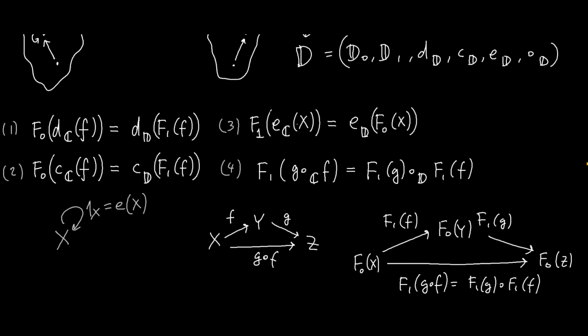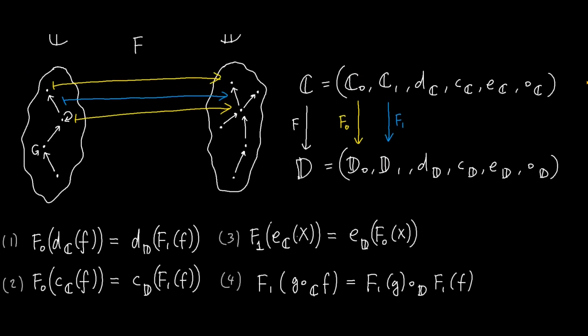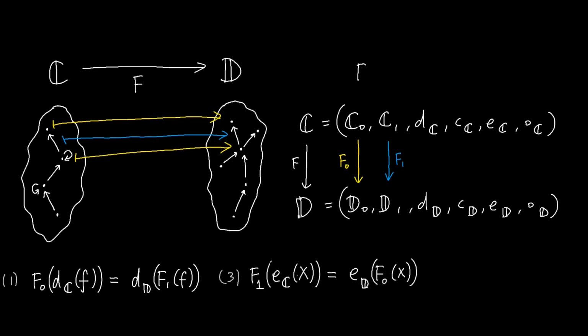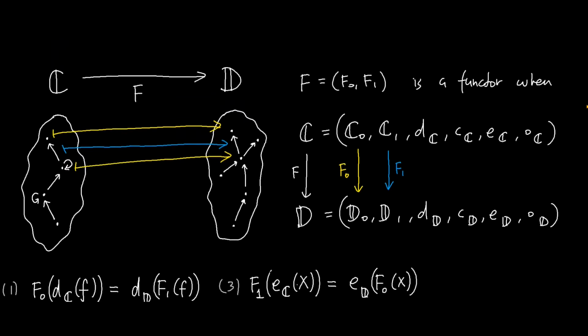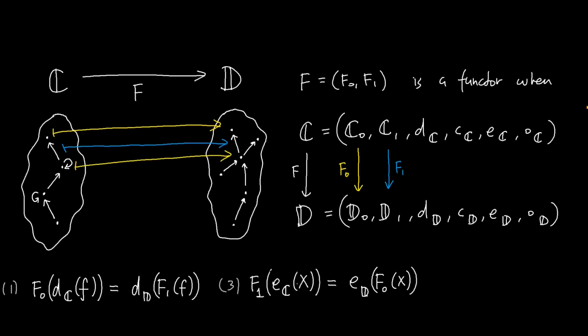So we've now concluded defining what a functor is. Basically, a functor is a pair of maps, a pair of functions. If I want to write it formally, we could say that F equals the pair F0, F1. Although we did remark that F0 is actually uniquely determined by F1. So let's write our definition. F is a functor when the conditions 1 to 4 hold.